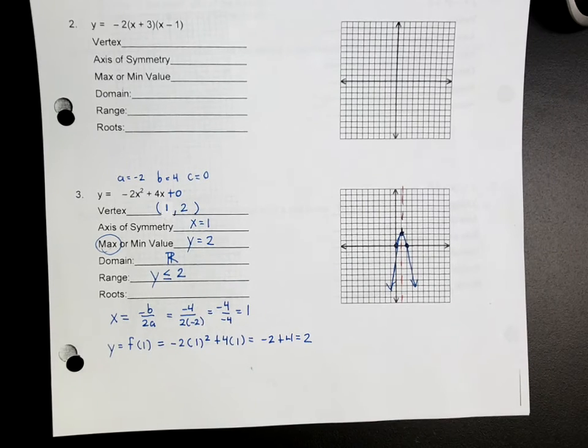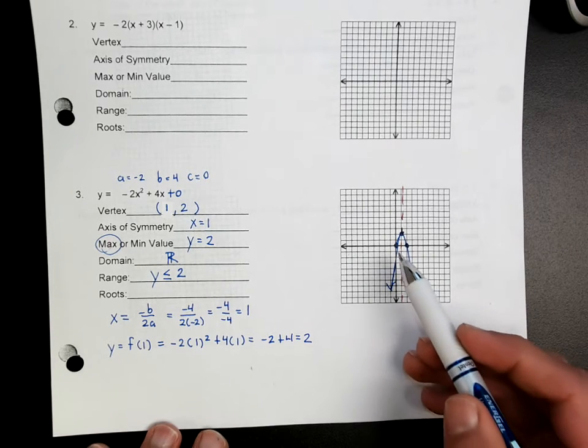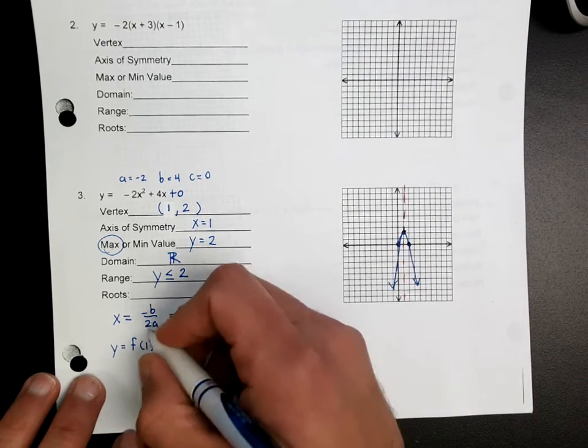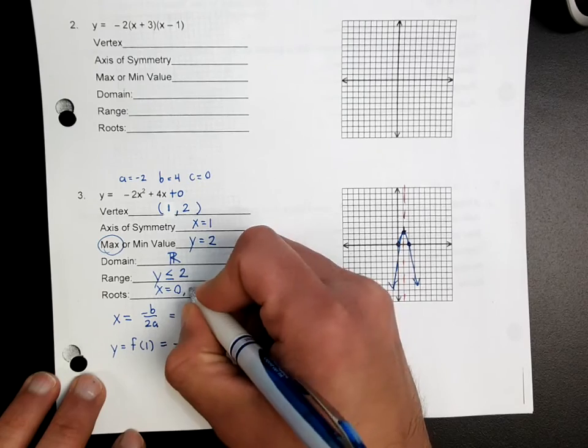Now as far as the roots go, just look at the graph. If you did it right, the roots are going to be 0 and 2. So roots are going to be x is equal to 0 and 2.